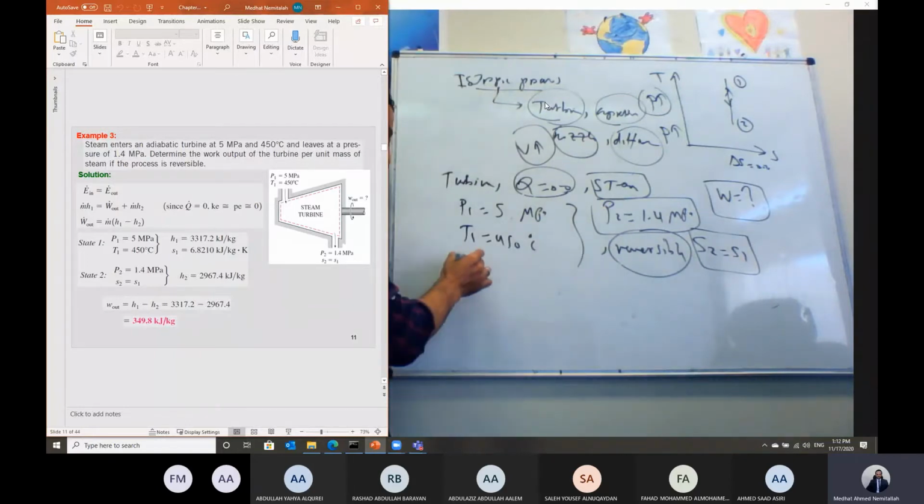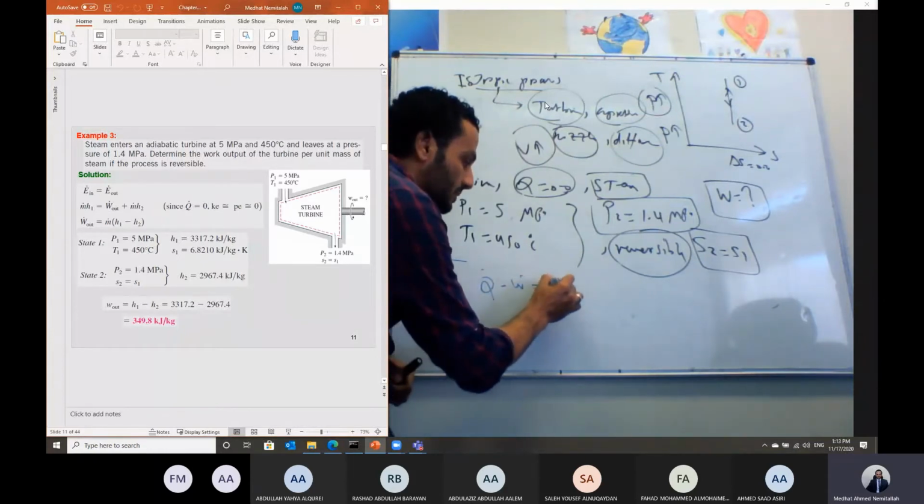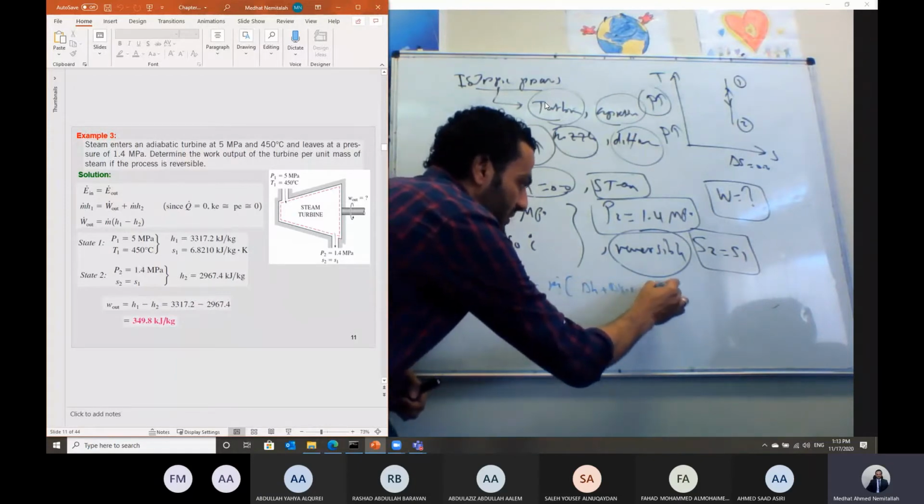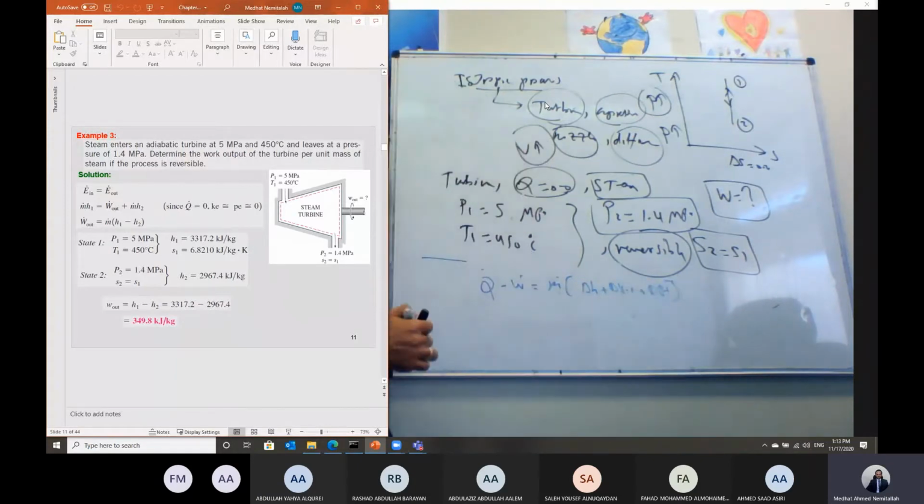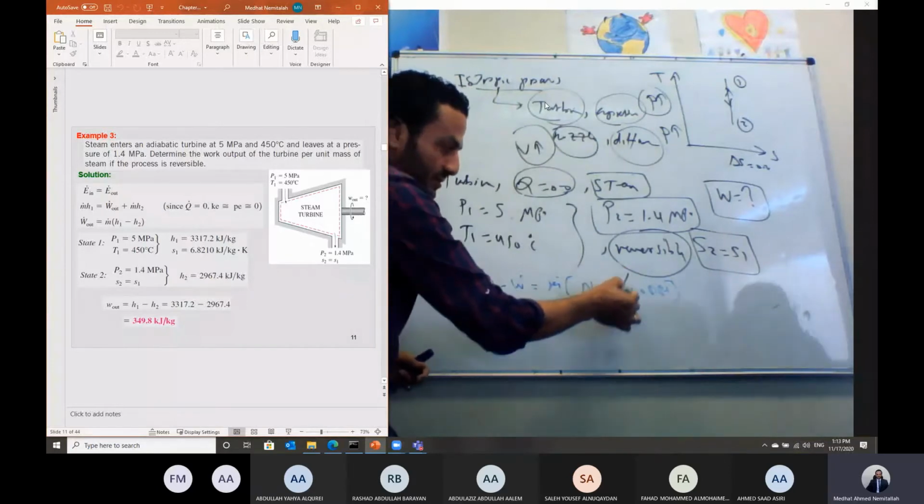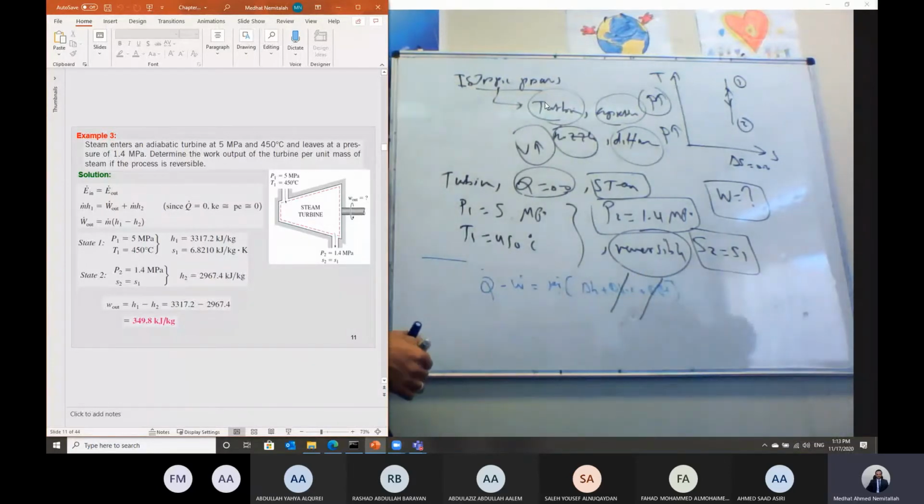But let's apply the first law of thermodynamics as we have learned. So we said Q dot minus W dot equals m dot multiplied by delta h plus the change in kinetic energy plus the change in potential energy. In this case we don't have any given for the change in kinetic energy, so it will be neglected. And he said we have an adiabatic turbine, so the heat term is equal to 0. So W dot, the rate of work, will equal m dot multiplied by delta h.